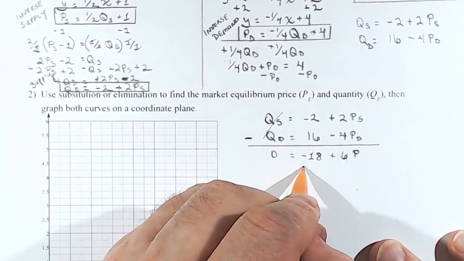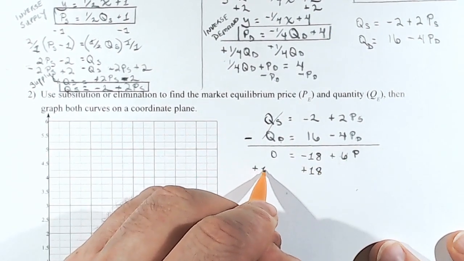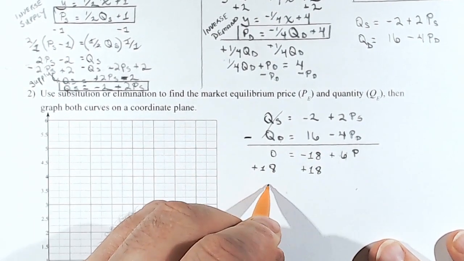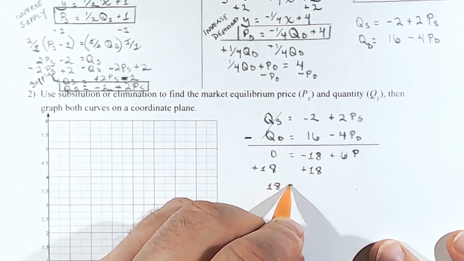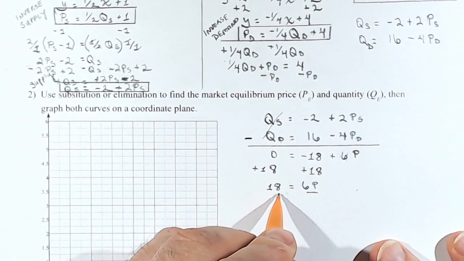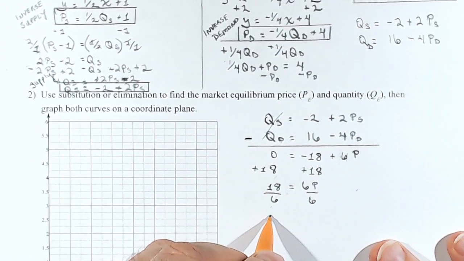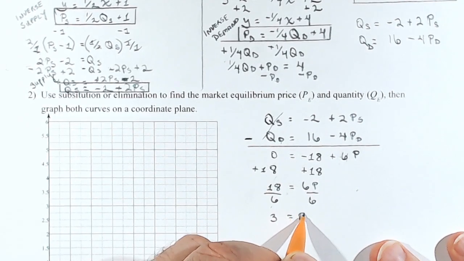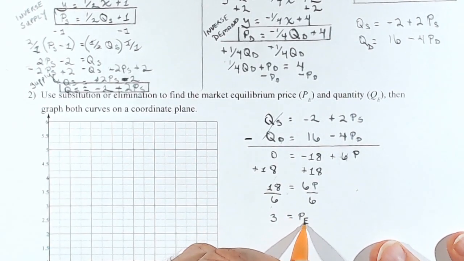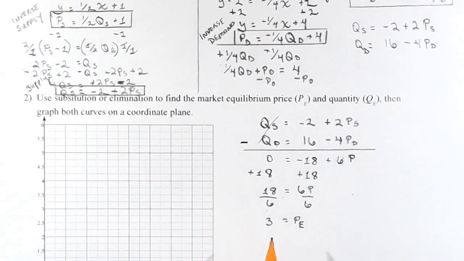So let's add 18 to both sides. And now we have 18 equals 6P. Well, divide both sides by 6. 18 divided by 6 is 3 equals P. And this is P sub E. This is the price equilibrium. Okay? Well, now we know the price equilibrium.